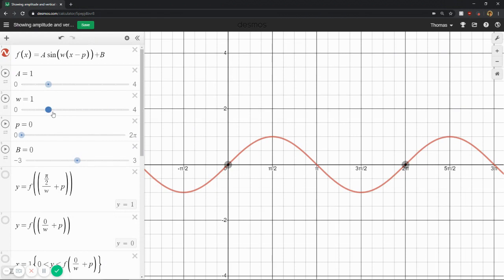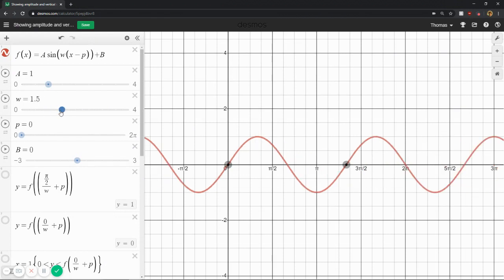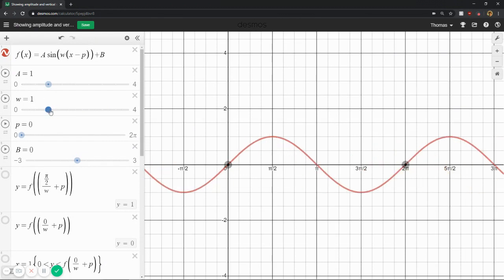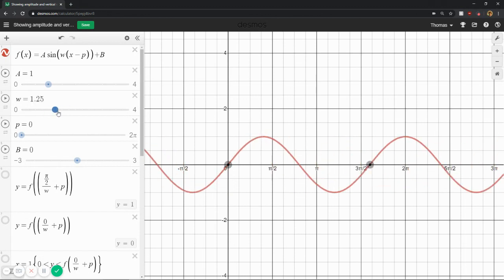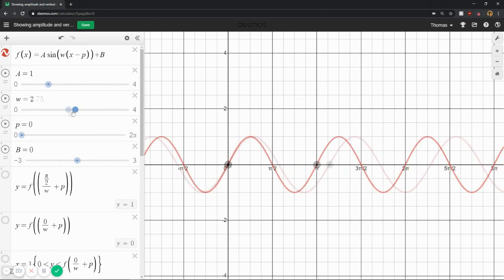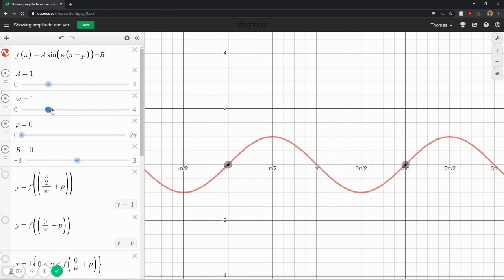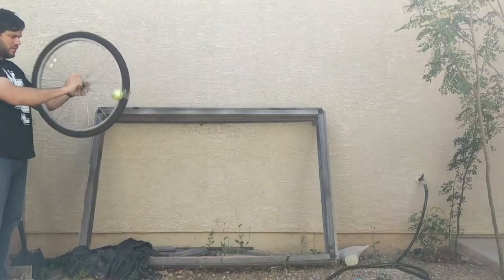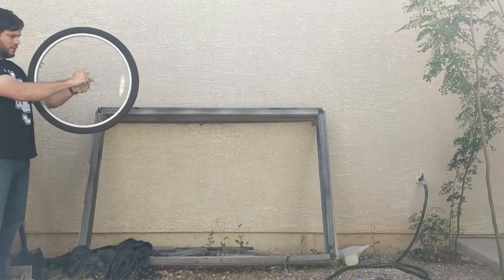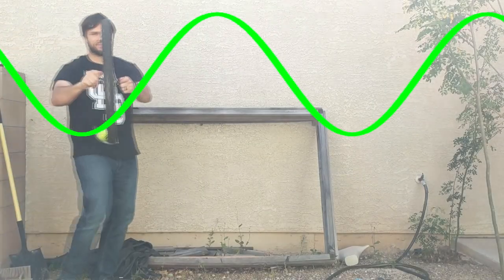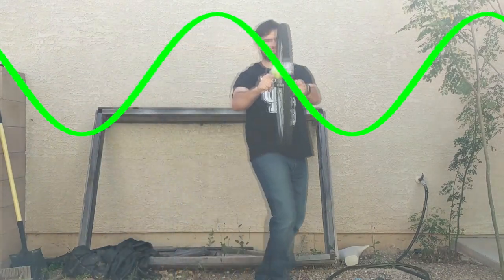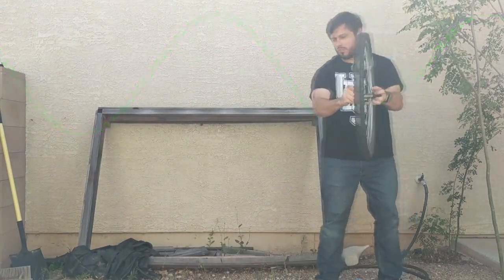And so how is this really related? What is the relationship? Why does angular velocity have anything to do with the period of a sinusoidal or trigonometric or periodic or circular function? Well, there's a reason for that too. As I spin this bike tire fairly slowly and walk to my left, you can see that the tennis ball traces this path, and that is a sinusoidal path.